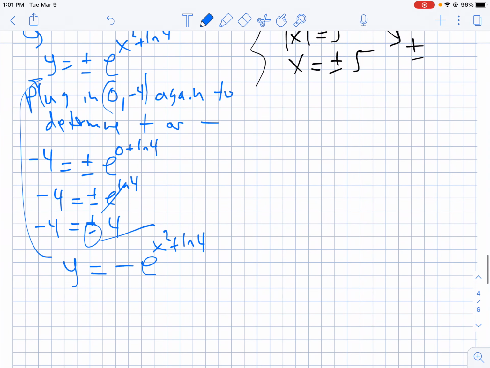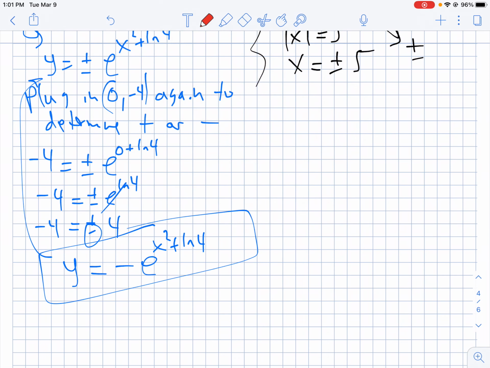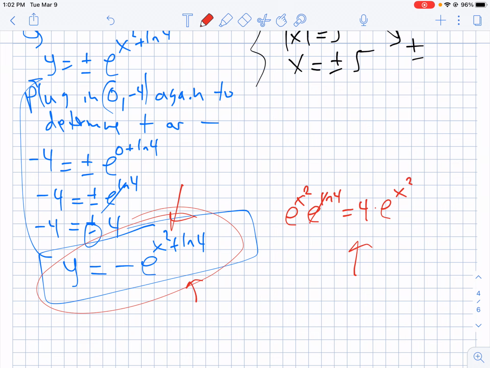This is a perfectly acceptable answer, and I would encourage you to leave it like that. Occasionally, when you're looking at answer keys or in a textbook, they might split this up to be e to the x squared times e to the ln of 4, and they might rewrite that as 4 times e to the x squared. Again, it's the same thing, right? These are equivalent ways. I just don't like simplifying, so I'm going to prefer to leave my answer like that. But if they're multiplied, it is equivalent.